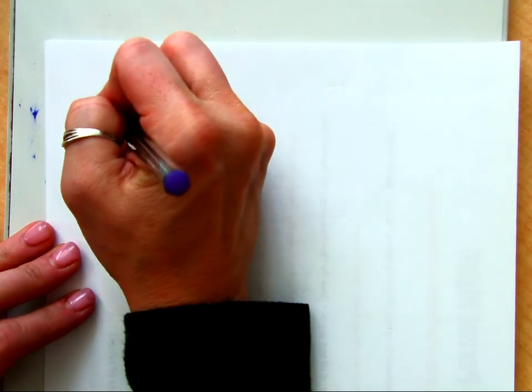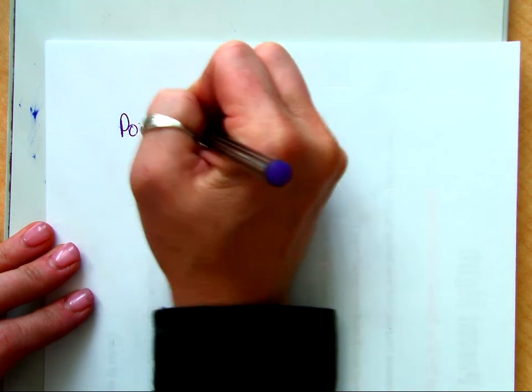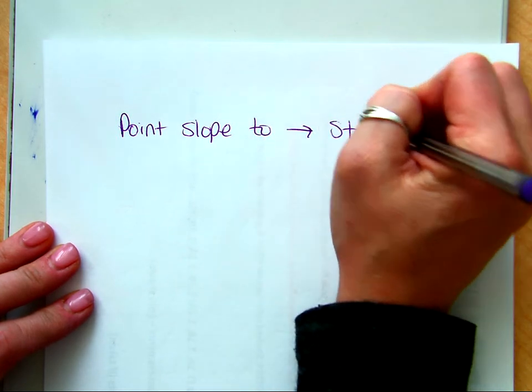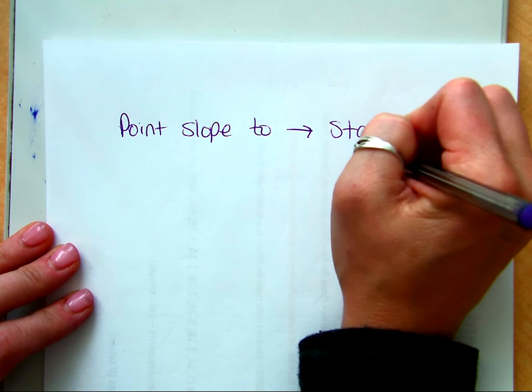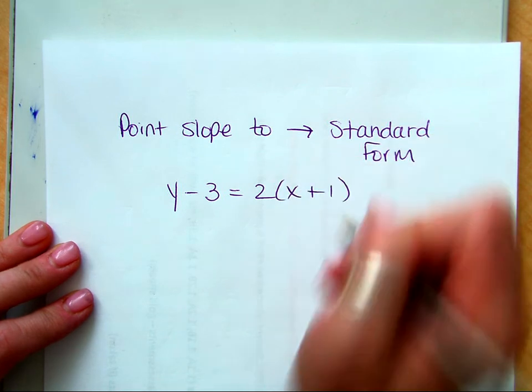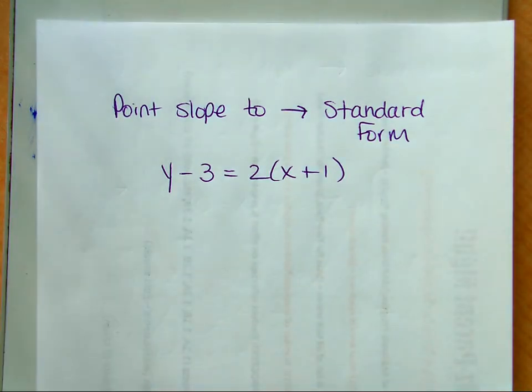What if I said to you, go from point slope to standard form? Y minus 3 equals 2 times x plus 1. What? Use your noggins for a second. Okay, here's a little hint. If I need to go to the mall, but I don't have any gas in my car, I have to make a pit stop where? The gas station, and then I can get to the mall.